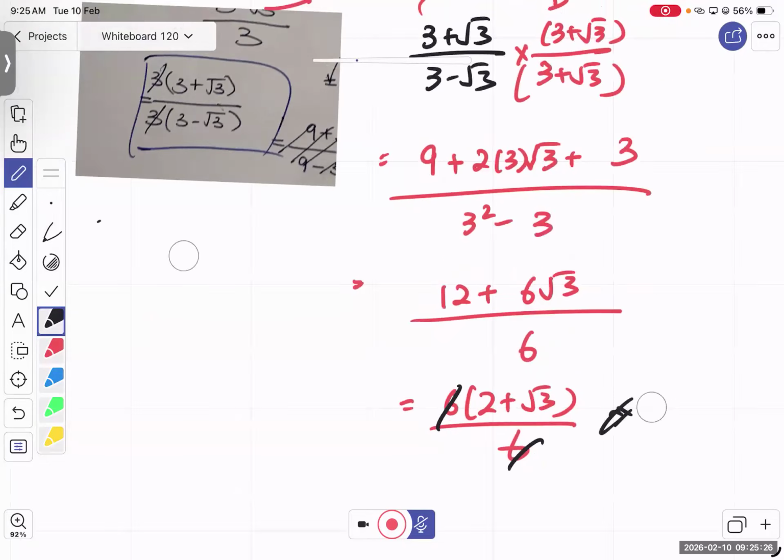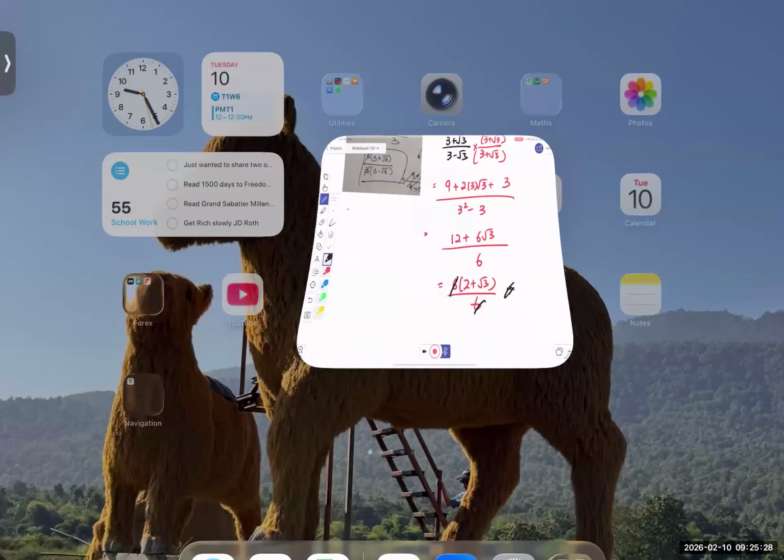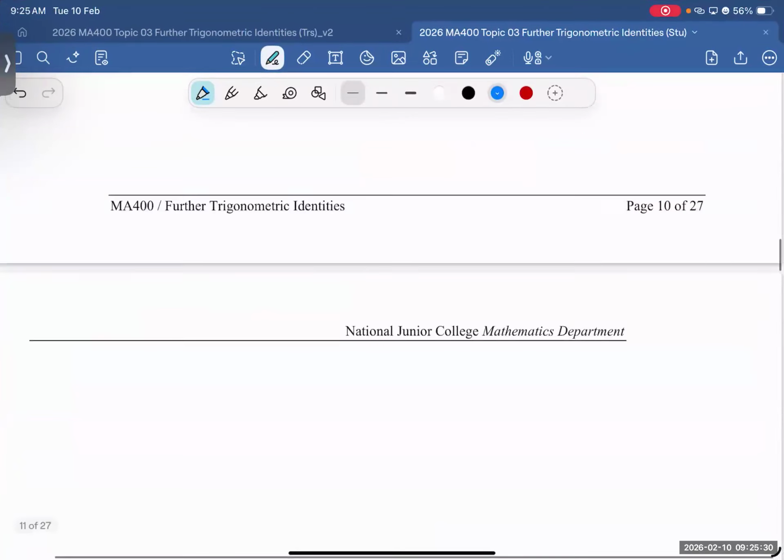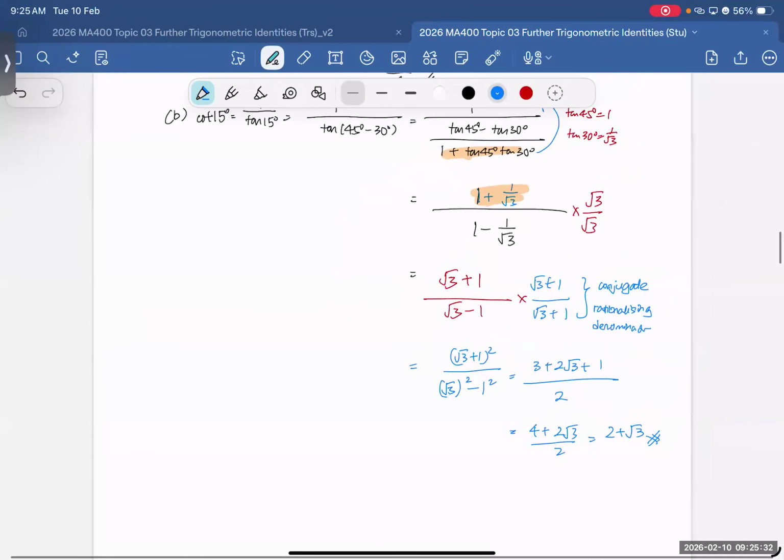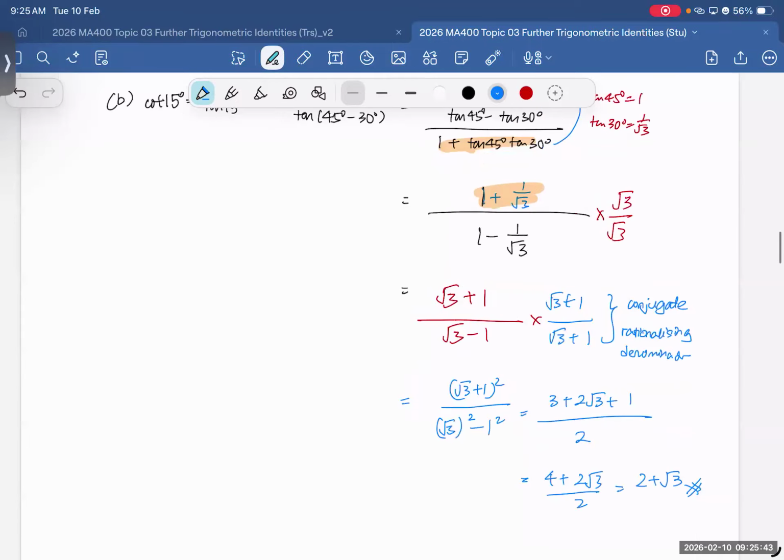Yeah, all roads lead to Rome. What's the formula again?